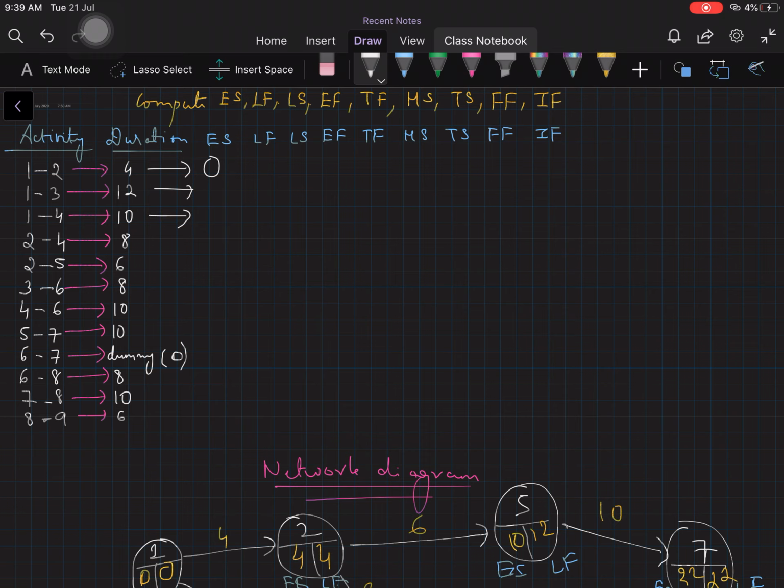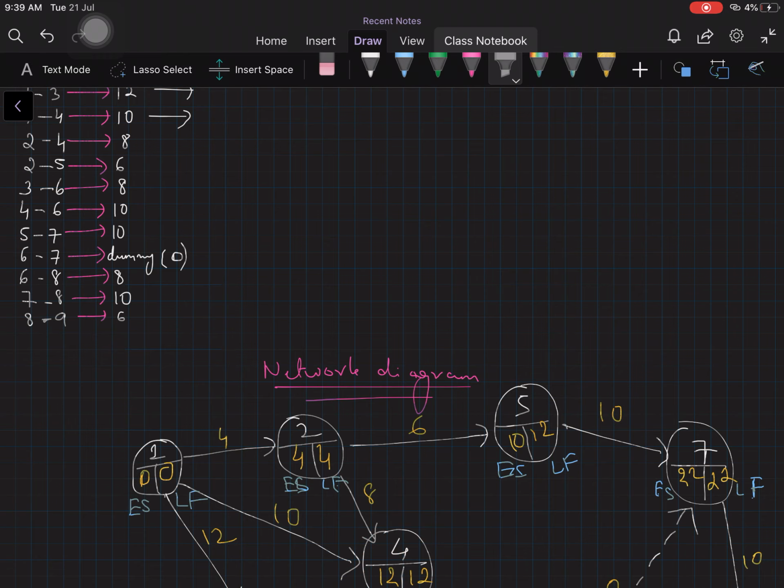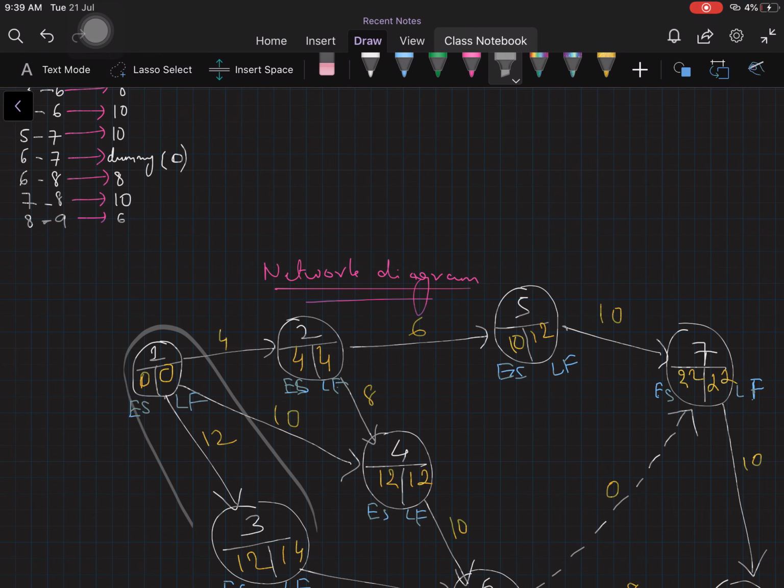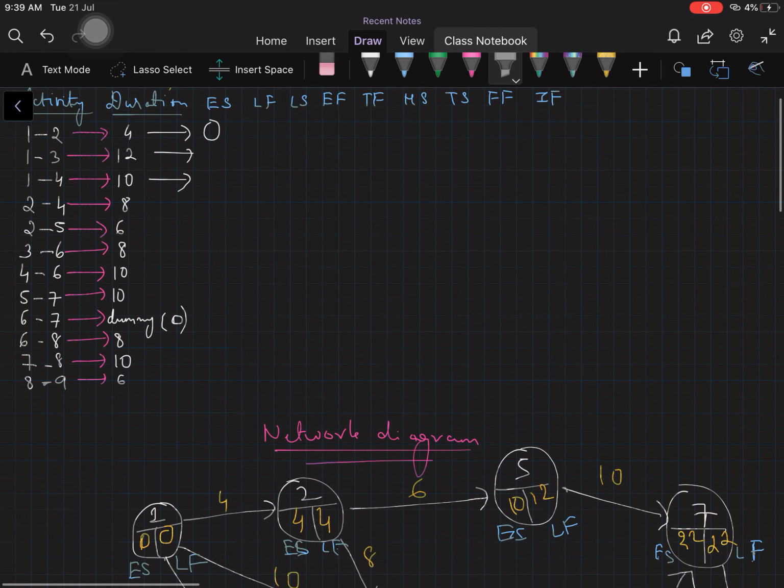Okay, now we have 1 to 3 again, the second activity. Even for the second activity, 1 itself is the starting event. Now when you go back to 1, so 1 to 3 is here. Now where is the starting event of 1 to 3? 1 itself. 1's early start is 0. So that will also be 0. So even the third one, 1 to 4, 0 again. So 1 is again the starting event of 1 to 4. So early start of 1, we already know it is 0.